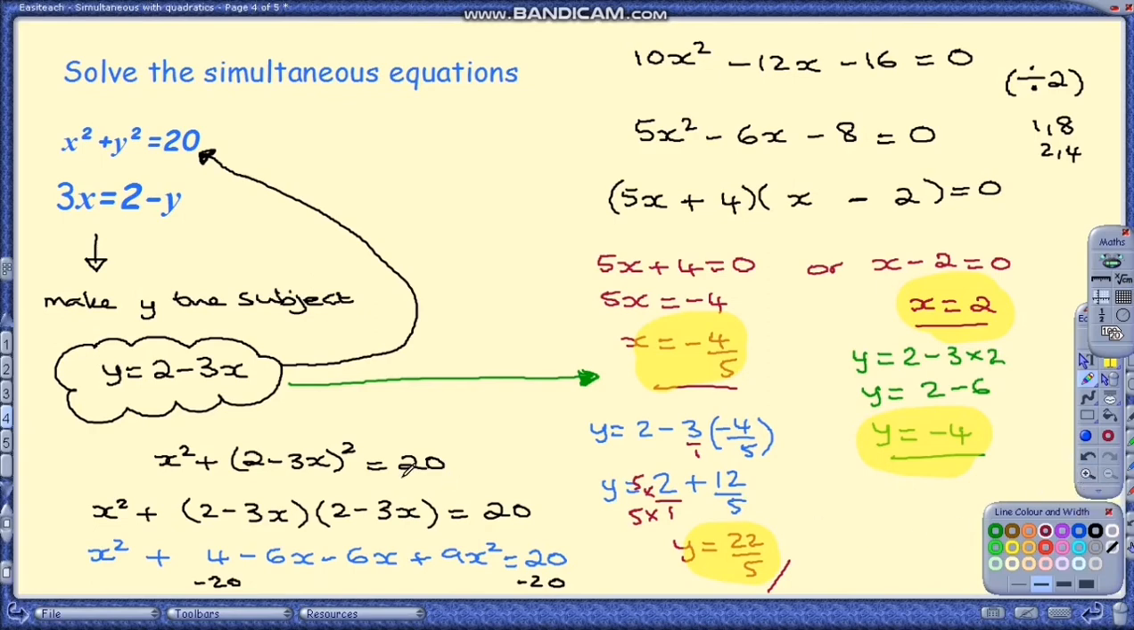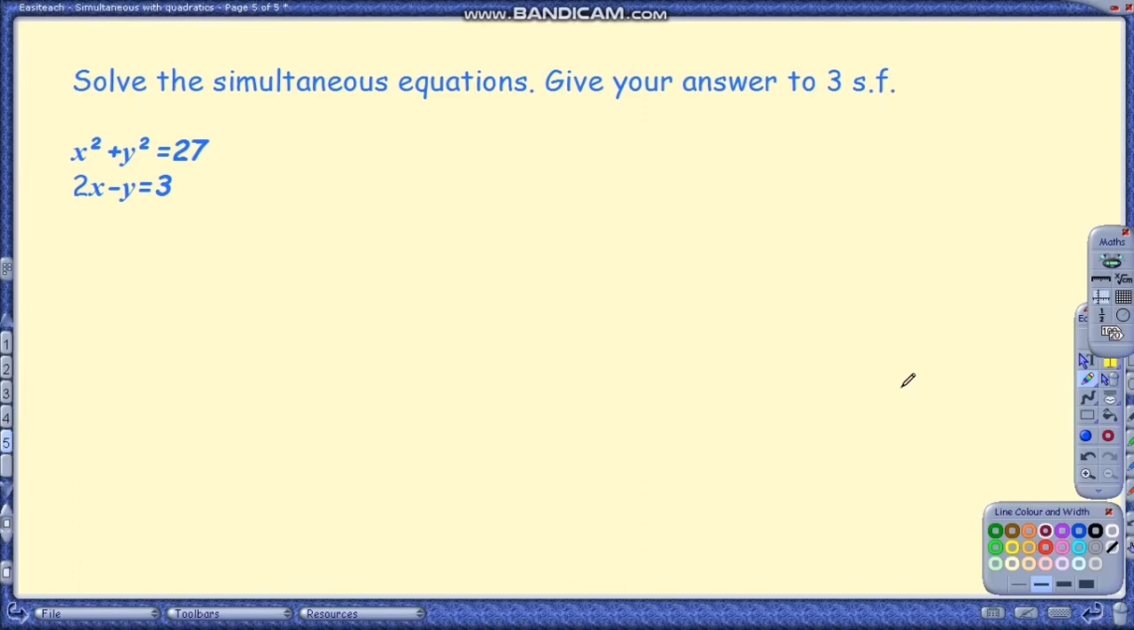And the final example, we're going to solve the simultaneous equations, and this time you need to give your answer to 3 significant figures. So if you've ever got a question where it says give your answer to a certain significant figure or DP, it means at some point you're going to have to use the formula.